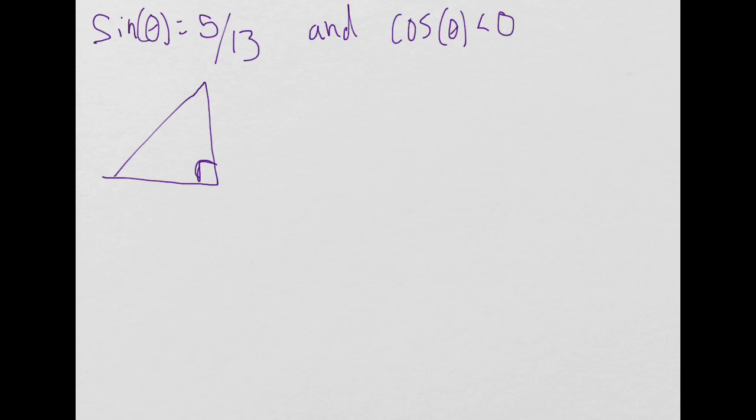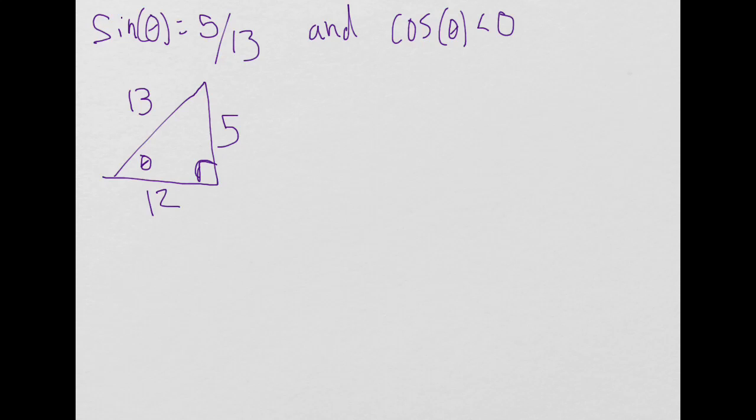So I draw it like this, and I put my little reference angle in the corner there. Now, sine is opposite over hypotenuse. So my opposite side is 5, and my hypotenuse is 13. This is a Pythagorean triple. I don't have to do any work to know that that side is 12. But if you don't know that, just do Pythagorean theorem and you can get it. But I'm not going to do that.